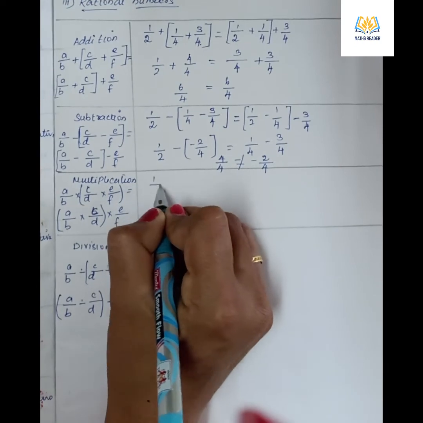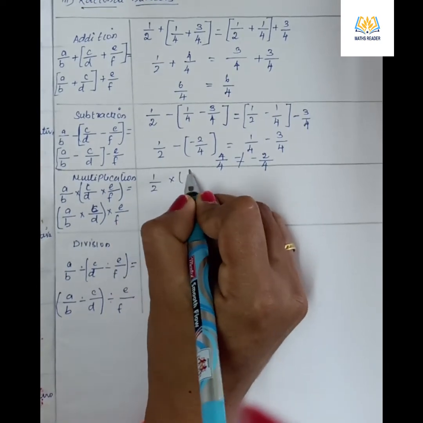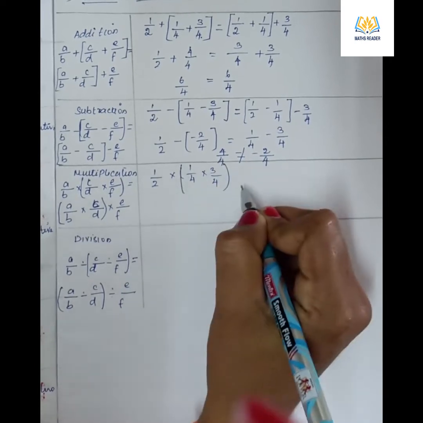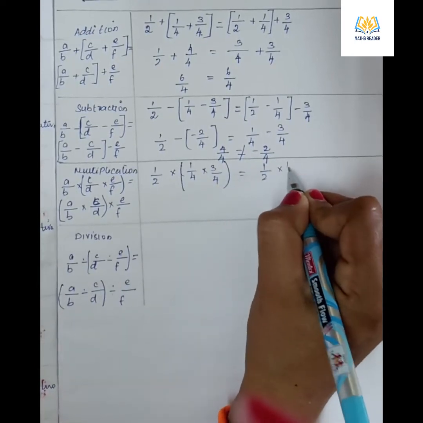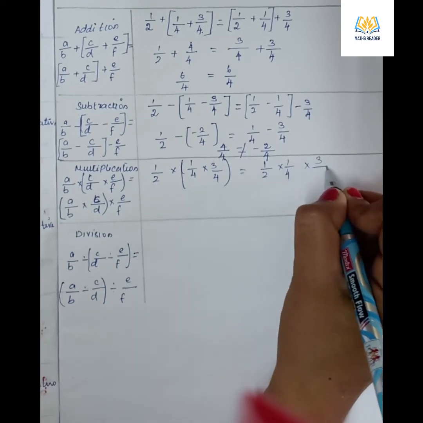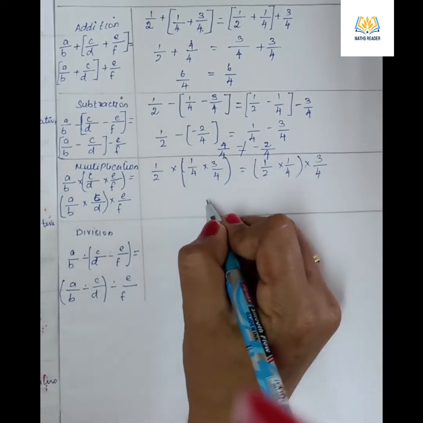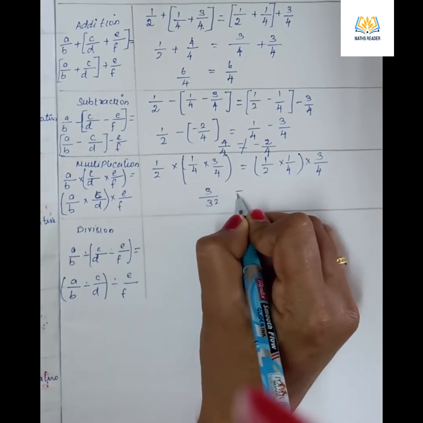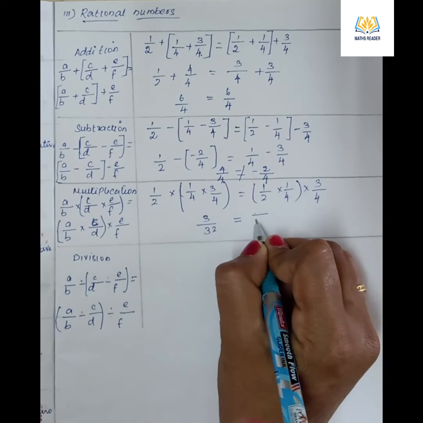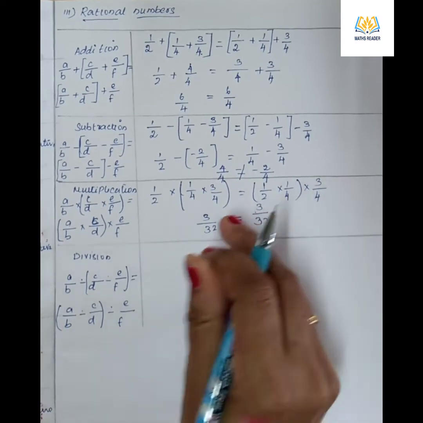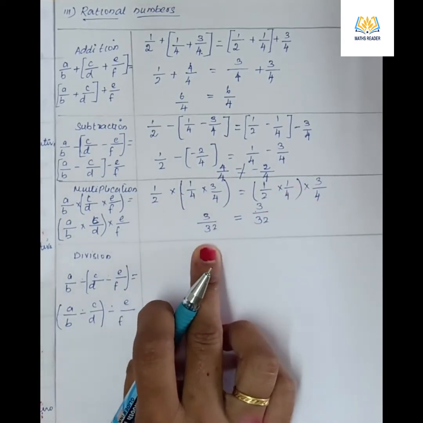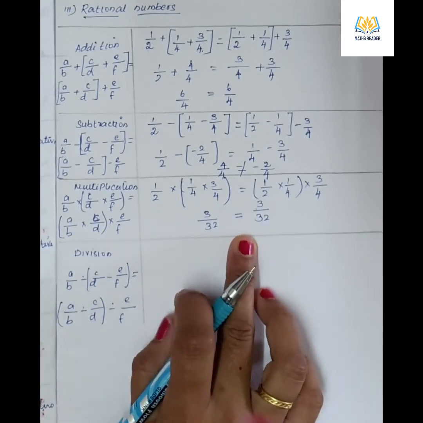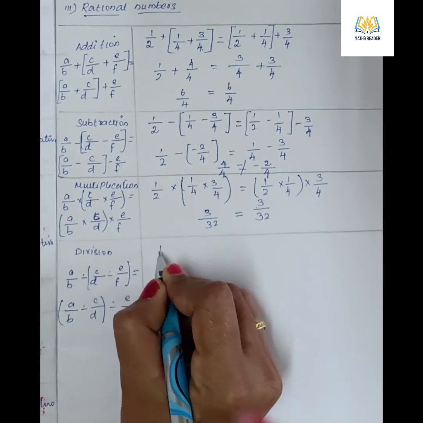Next is multiplication, 1 by 2, 1 by 4 into 3 by 4 equal to 1 by 2 into 1 by 4 into 3 by 4. We have changed the order. The answer is 3 by 32, which is equal to, here also 3 by 32. If you simplify this, you will get 3 by 32. So multiplication is associative.